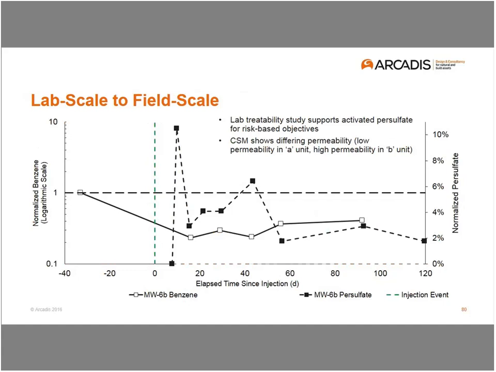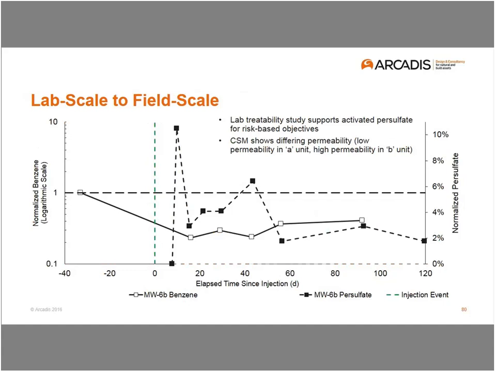And the data that we present here is from the B unit, where on the left axis we've plotted the normalized benzene concentration. It's been normalized to the baseline concentration. So any benzene reduction from 1 is considered a reduction in concentration. And then on the right side, we have normalized persulfate, which was normalized to the injection concentration.